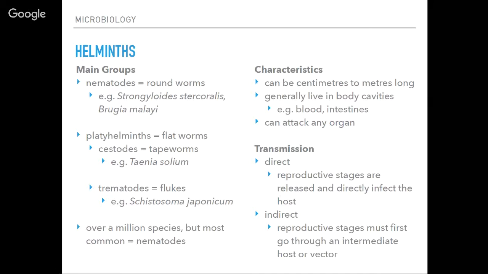Transmission. All right. You can have direct transmission, which is basically when you get the egg and it goes directly into you, or you can have indirect, where the egg has to go through an animal. So, for example, the one I was talking about before, Taenia solium, it goes through a pig, then you eat the pig, then you get the parasite.